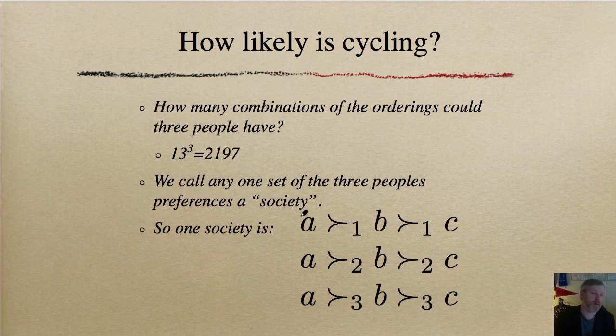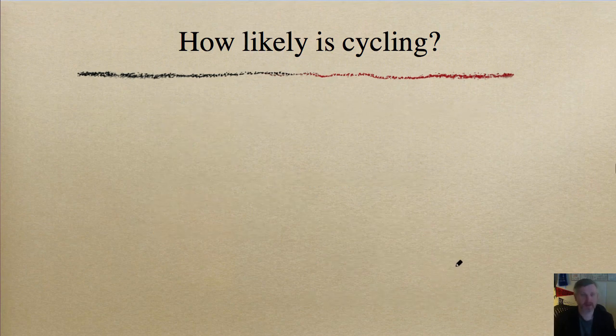Yeah, so here's one possible society. A is strictly preferred to B is strictly preferred to C. This is the one where they all have the same exact preferences, all right?